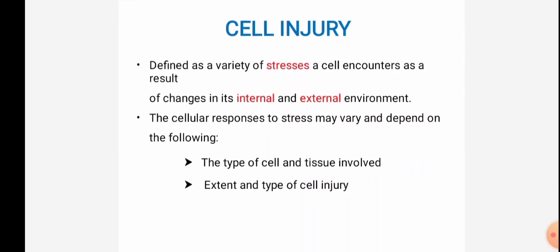Cell injury. Cell injury is defined as a variety of stresses a cell encounters as a result of changes in its internal and external environment. Cell injury is also known as cell damage. It is a variety of stresses that a cell suffers due to external as well as internal environmental changes. The cellular responses to stresses may vary depending on the type of cell and tissue involved, and the extent and type of cell injury.